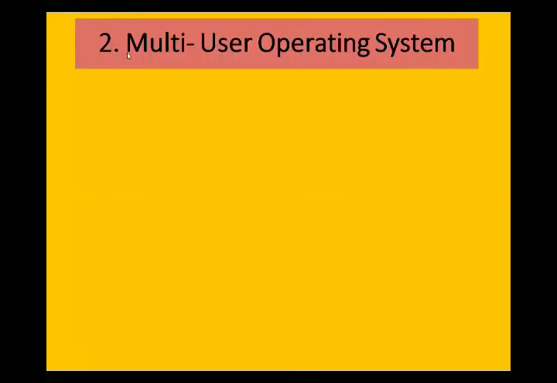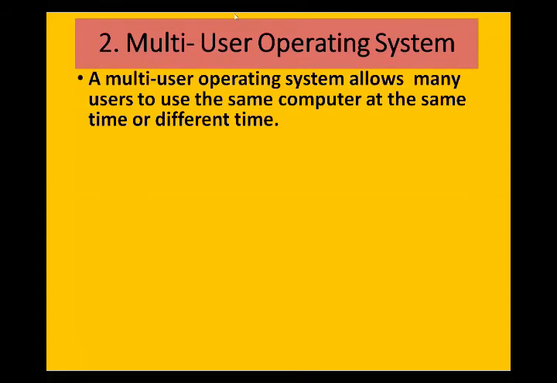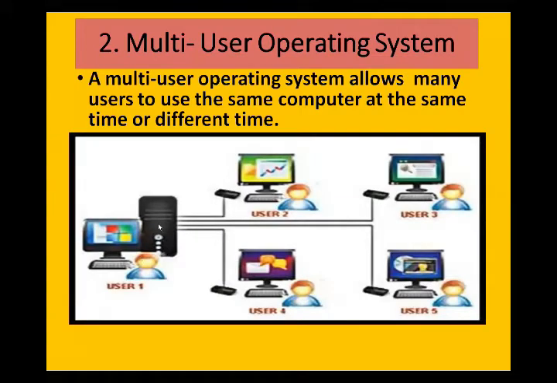The other type of operating system is the multi-user operating system. Multi means many. A multi-user operating system allows many users to use the same computer at the same time or at different times. You can see in this picture there is one computer, and it is connected with many other computers.